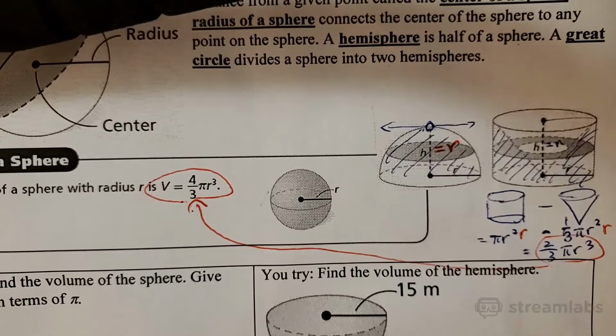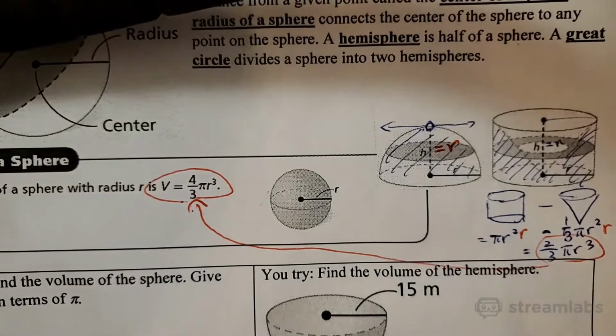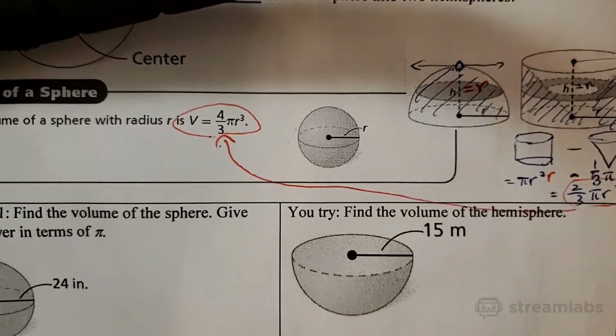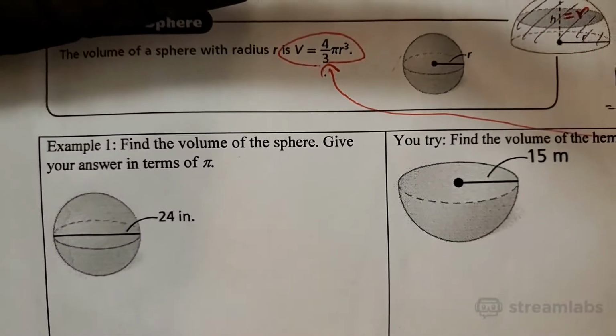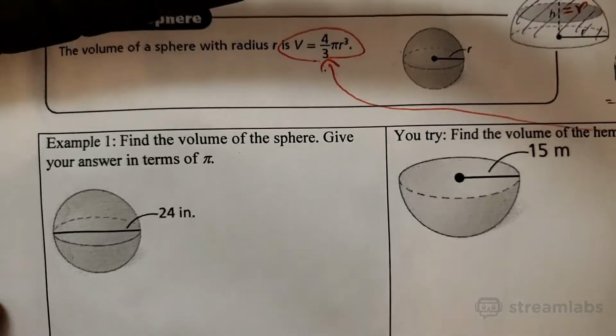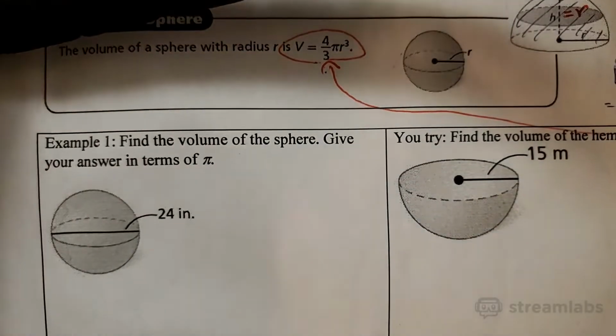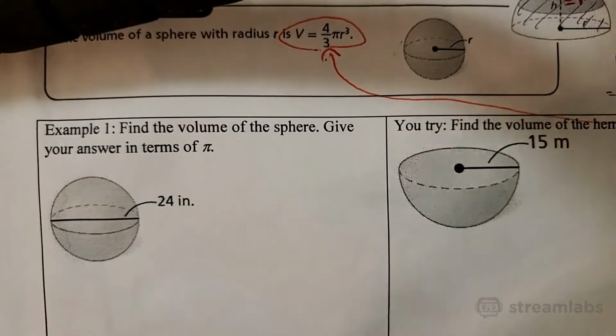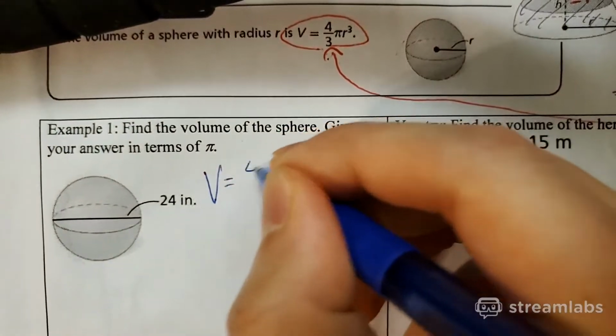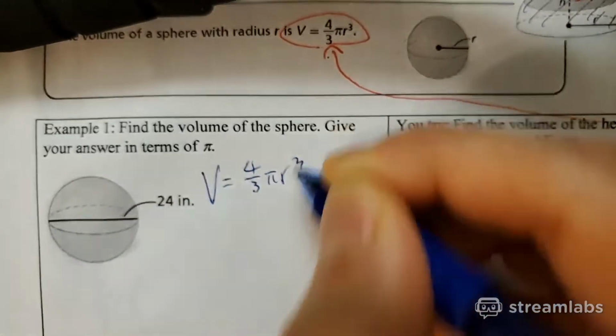So there's that. So let's use it. Look at this. Hi, Ryan. Find the volume of a sphere. Give your answer in pi. I mean, it's pretty simple. You know volume is 4/3 pi r cubed.